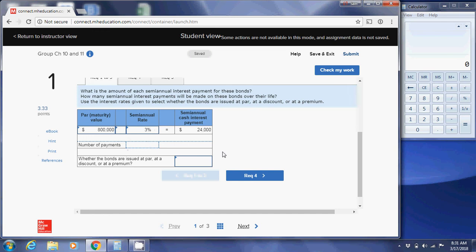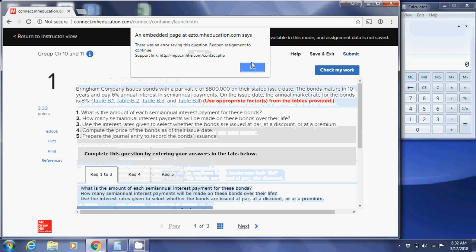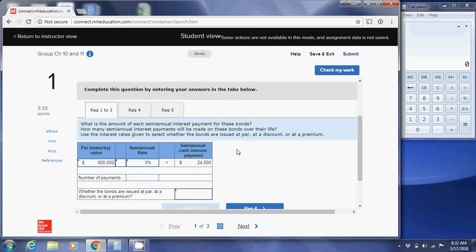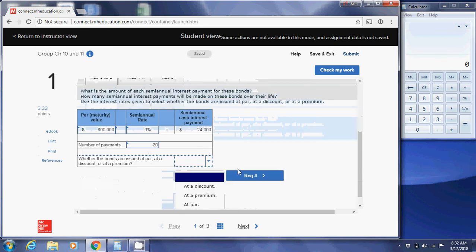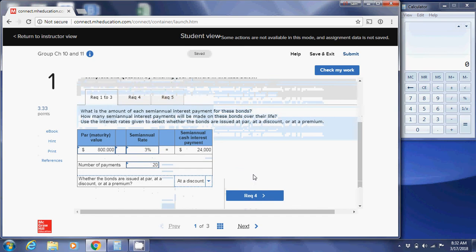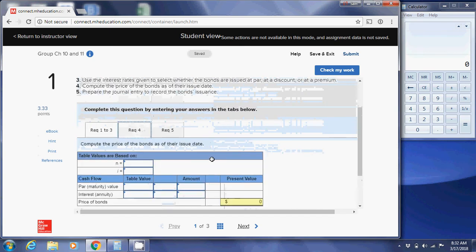Roll down here to the number of payments. Again, we were at 10 years to pay semi-annually. So if we double that, it will be 20 payments. And we've already discussed that we are going to be at a discount. Okay. Let's go on over to requirement 4.